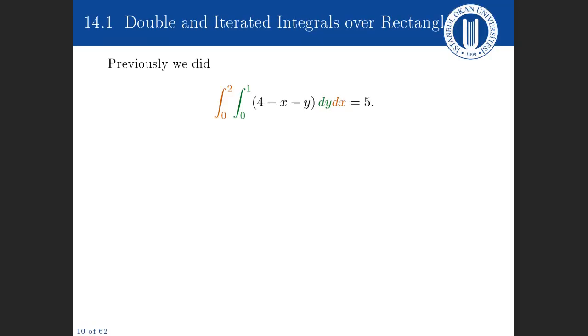Now, previously we did integral from 0 to 2, integral from 0 to 1, 4 minus x minus y, dy dx is equal to 5. But we don't have to do it in this order. We don't have to integrate with respect to y first and then x second. If we wanted to, we could swap the dx and the dy. And then, of course, we would need to swap the orange integral sign with the green integral sign.